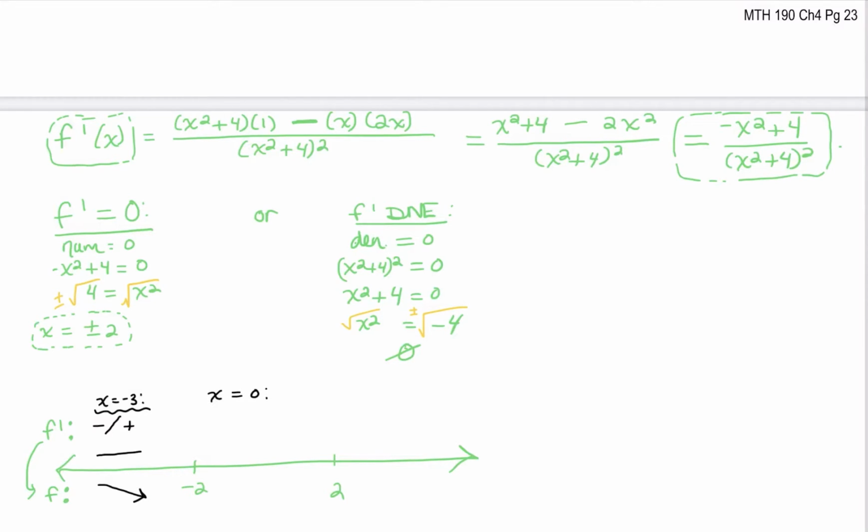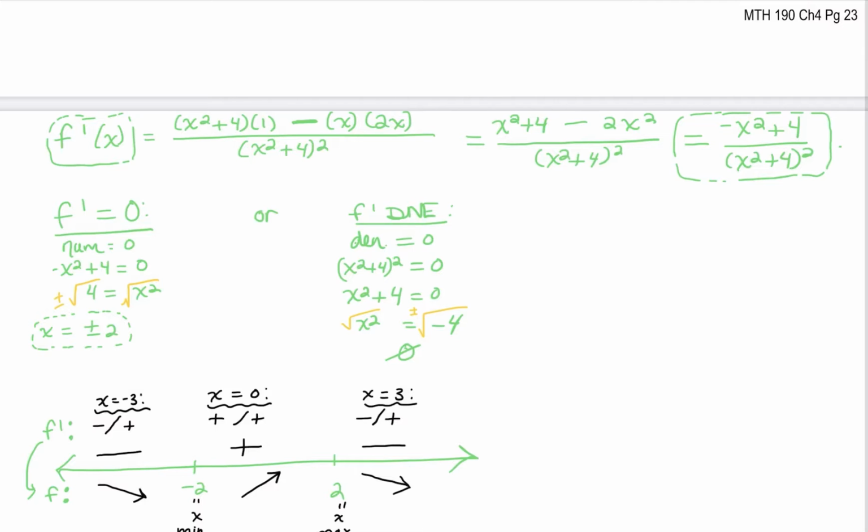And then we sub in something in between negative 2 and 2, so let's sub in 0. That gives me a positive in the numerator, and of course always positive in my denominator. Positive divided by positive is positive, so we are increasing. And lastly, subbing in something bigger than 2, like 3. Once again, negative 9 plus 4 would be negative, divided by a positive denominator. Negative divided by positive is negative, and where the derivative is negative, the function is decreasing. So we are going to have a local min at x equals -2, and a local max at x equals 2.